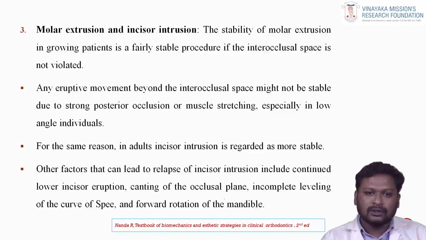And molar extrusion or incisor intrusion. The stability of molar extrusion in a growing patient is a fairly stable procedure if the interocclusal space is not violated. The normal 2 mm of freeway space should be there. We should not encroach on that. Any eruptive movement beyond the interocclusal space might not be stable due to stronger posterior occlusion or muscle stretching, especially in low angle individuals. As I told earlier, in low angle patients, we should not encroach on the freeway space. That will lead to high masticatory force, and that will cause relapse of the deep bite correction.